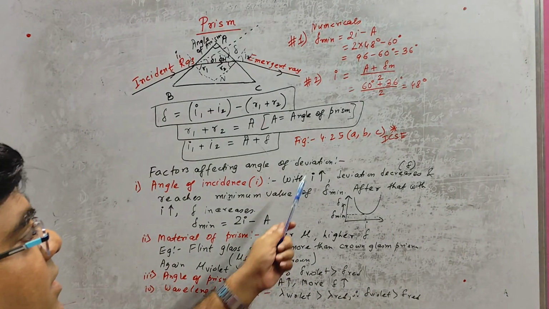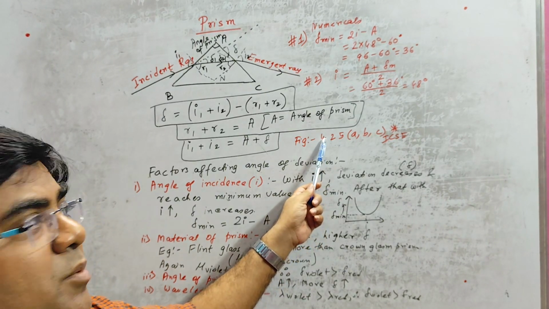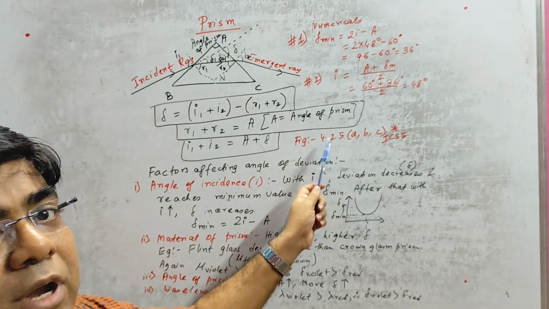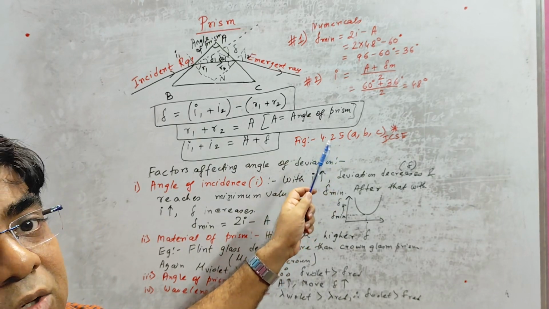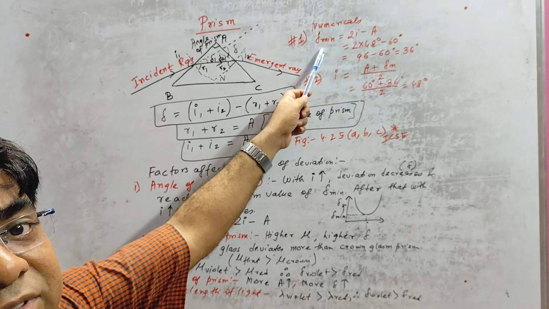Students, after this, there is a figure of 4.25 in Selina's book, which school teachers or ICSE people give you to draw. So be careful about this drawing. Finally, we will do the numericals of prism at the back of the exercise.